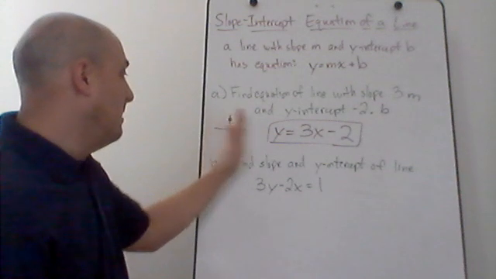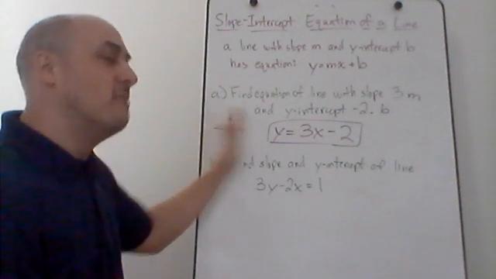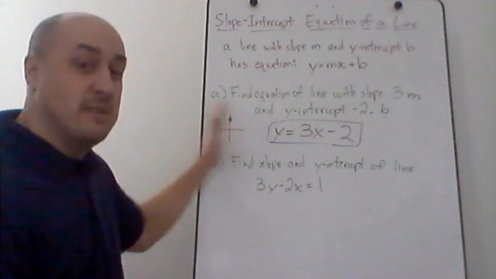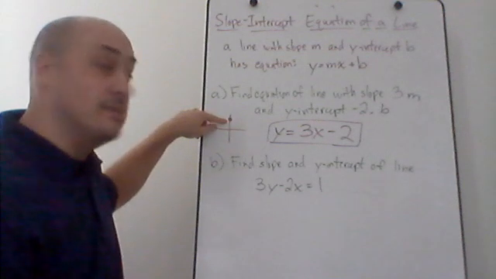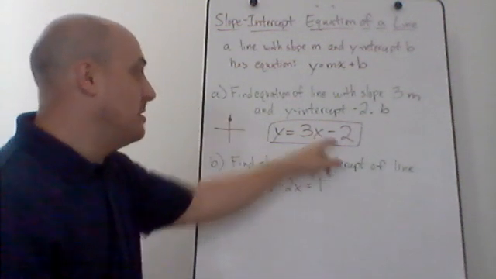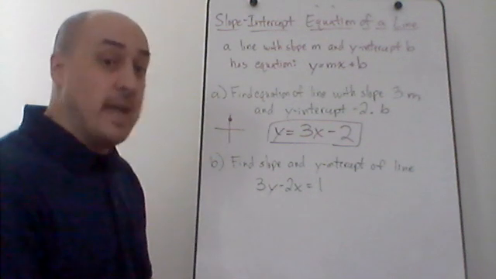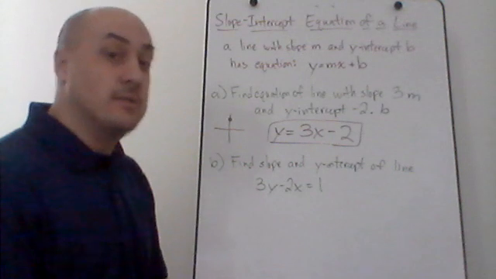Because I'm not moving to the right to the positive x's, I'm not moving to the left to the negative x's, I'm right there on the y-axis, which is where x is equal to 0. And if I plug in x equals 0 here, I get 3 times 0 minus 2, which just equals negative 2. Right? So when x is 0, y is negative 2, that gives me the y-intercept of that graph.